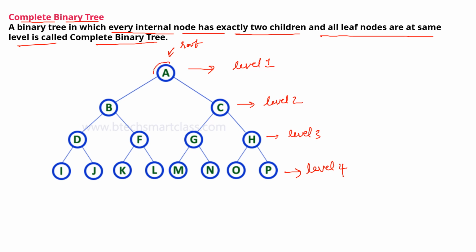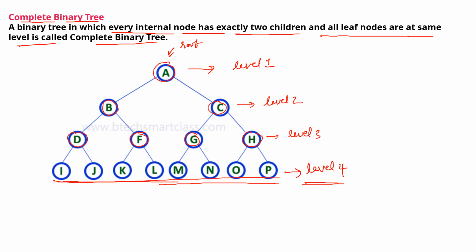Check out every internal node. These are the internal nodes of the tree, right? Every internal node has exactly 2 children. And these are the leaf nodes. All leaf nodes are there at the same level, which is level 4. So this is a binary tree and it is also a complete binary tree.